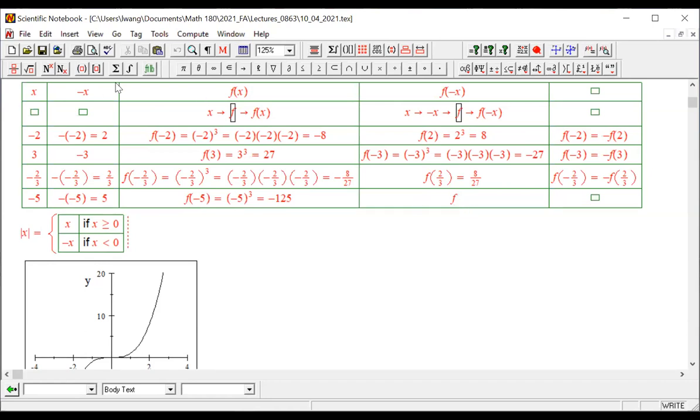f of 5 equals what? 5 to the power of 3. So what do we observe for odd function? Whenever the inputs are opposite, their respective outputs are opposite as well. Could I say that? Would you like to write it down? Yeah, can you say it again or type it out? Of course, I will type it out.